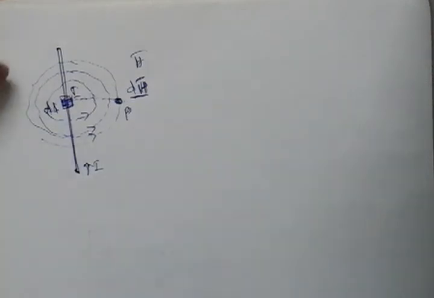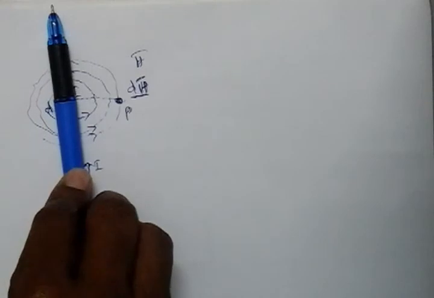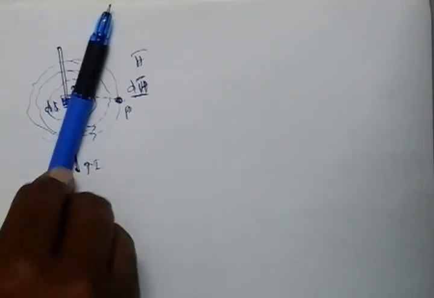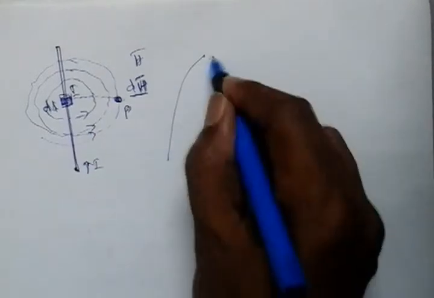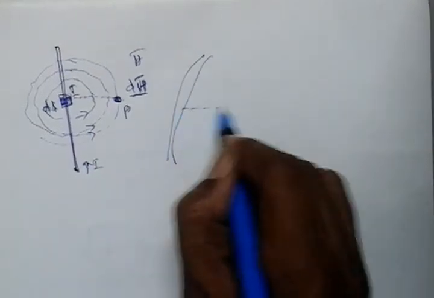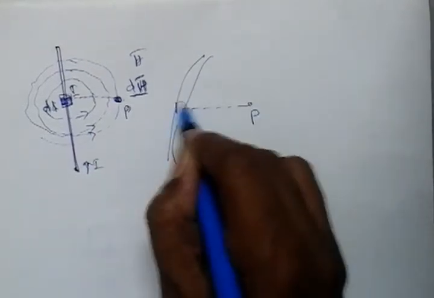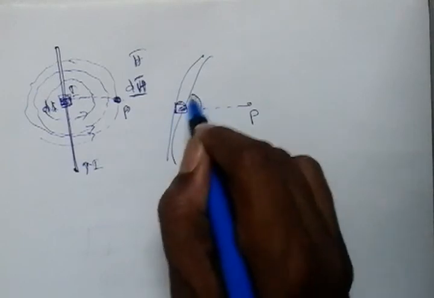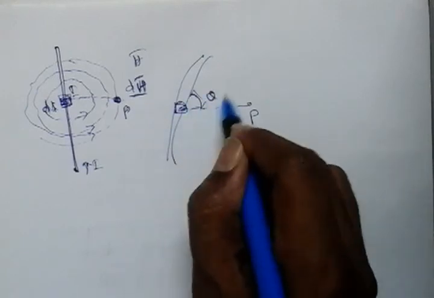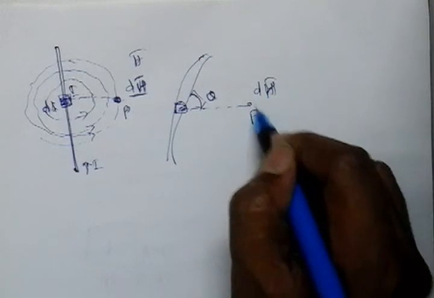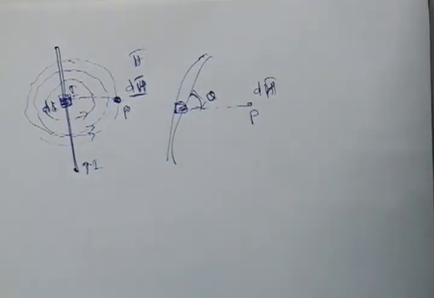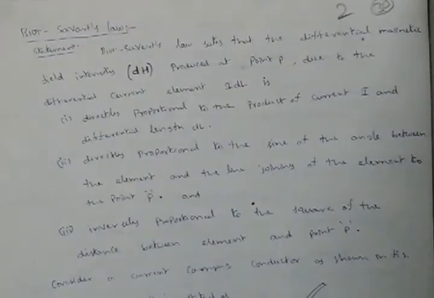Based on this concept, now we are analyzing this. In this case the conductor is perpendicular. If the conductor is not perpendicular, having some inclination, then we need to consider the angle between the line joining the point P and this dl. This theta is also considered for the calculation of the magnetic field intensity at the point P. So this is as per the Biot-Savart's law.